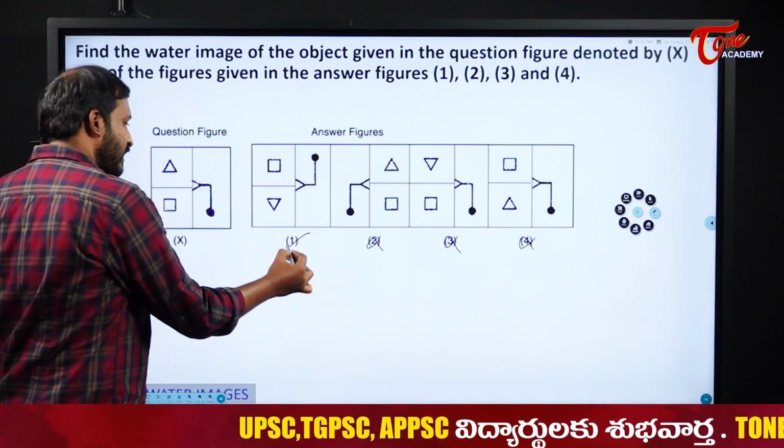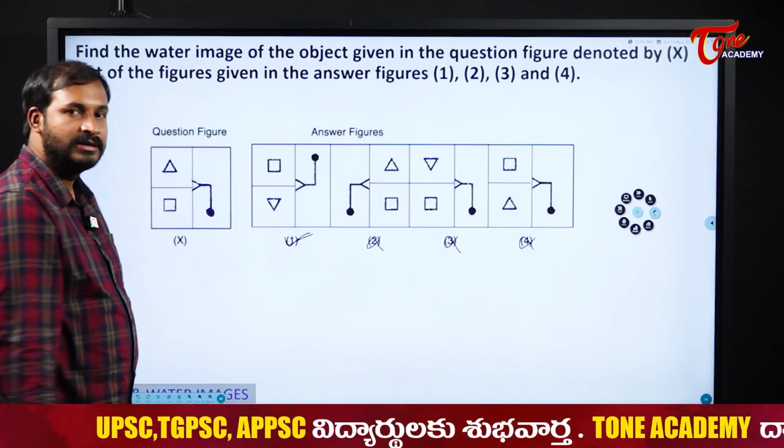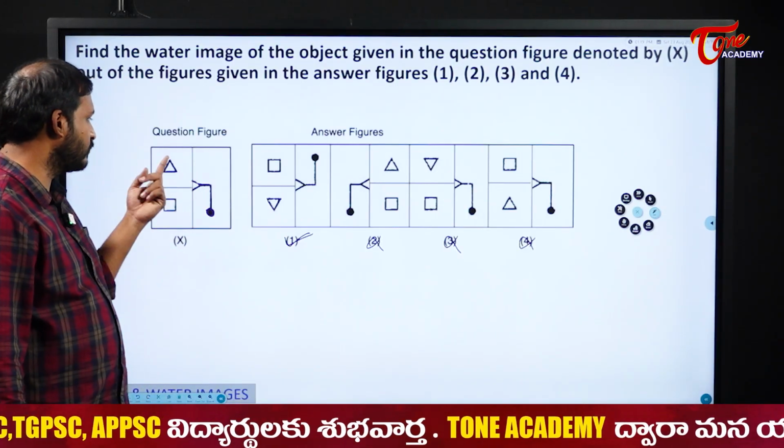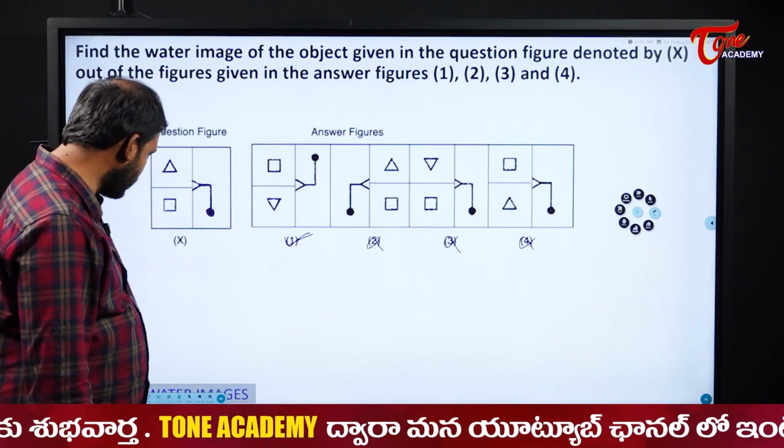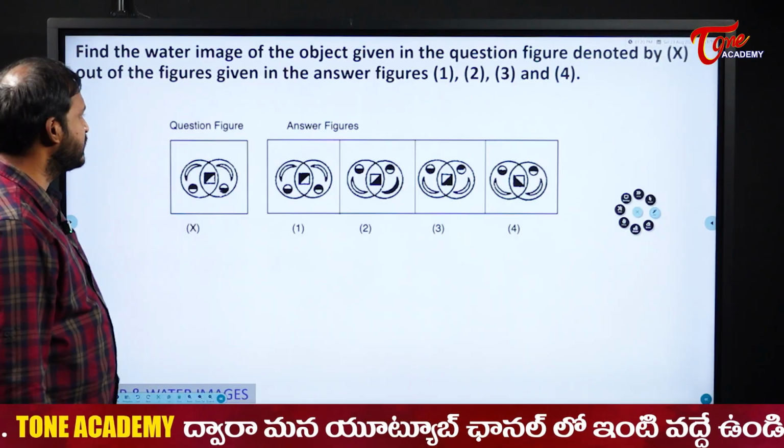So anyway, that is our answer just by seeing this dot. But still, we checked the remaining things. The square should go to upper box, triangle should come to bottom box. Yes, so our answer here becomes option 1. Next, see the next one.